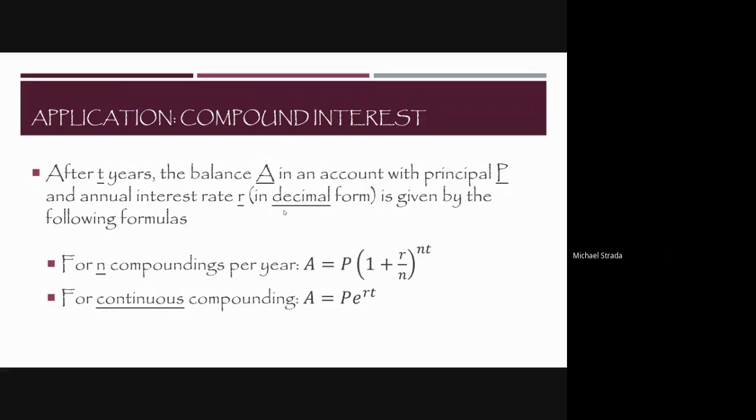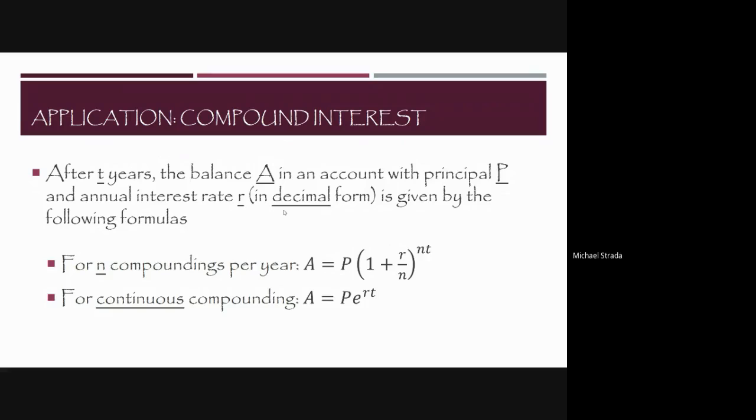So quarterly means 4 times a year, so N is 4. The interest rate is 3%. Don't forget, as always, to turn that into a decimal, so 0.03. Since we're talking about 4 years, T is 4, and P is the initial amount, $12,000. So when I set it up, A equals 12,000 times (1 plus 0.03 divided by 4) raised to the 4 times 4 power.